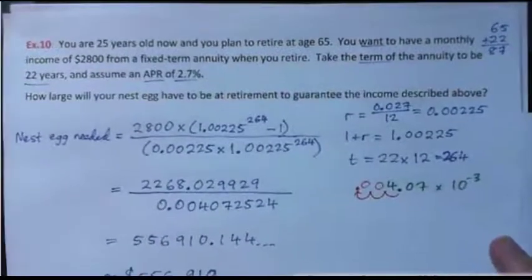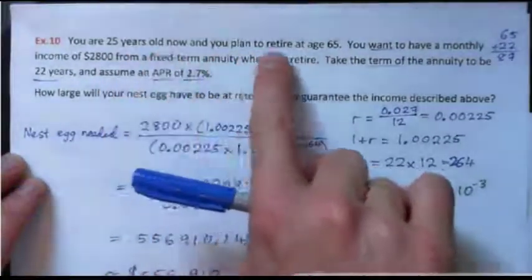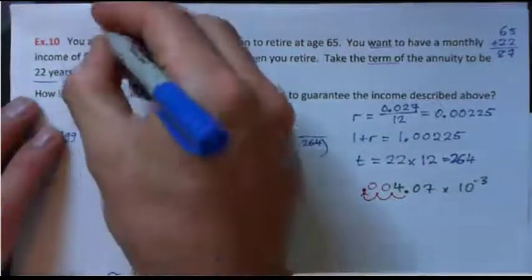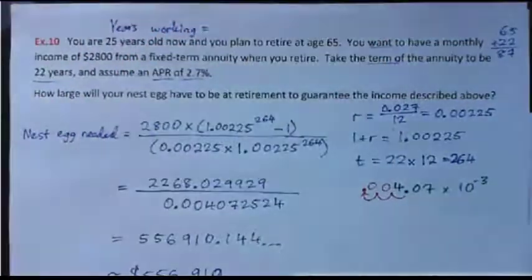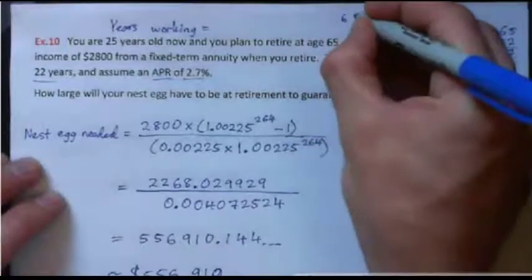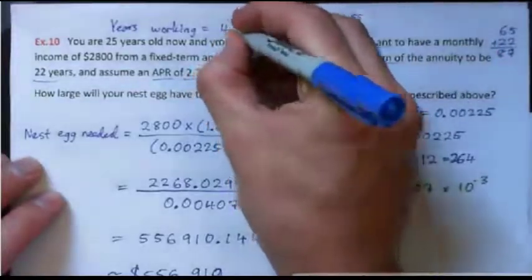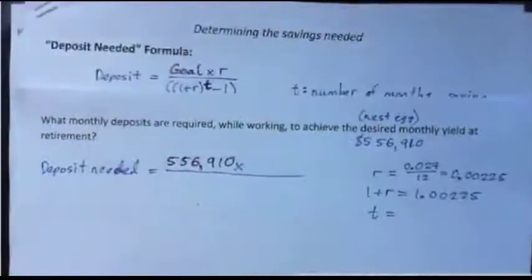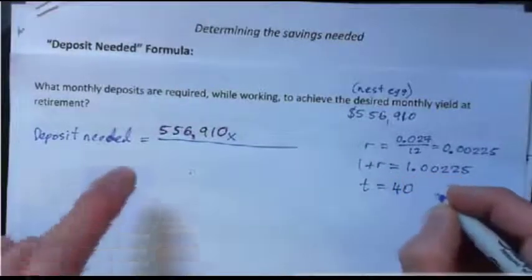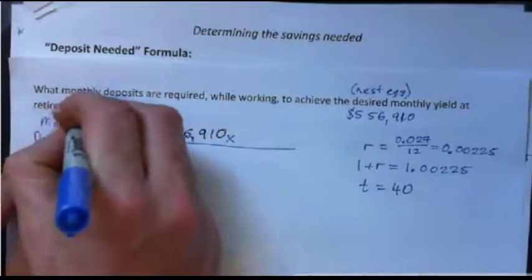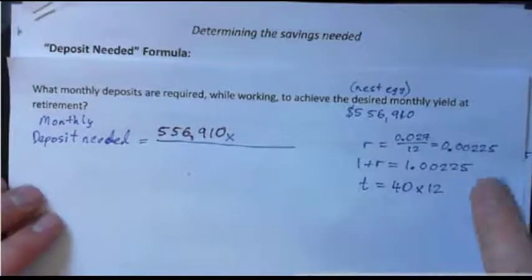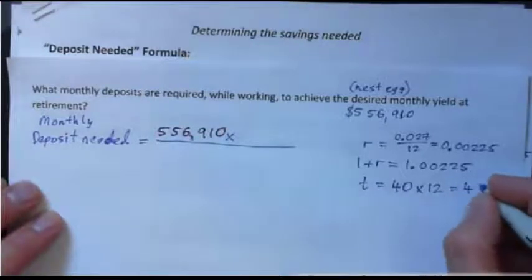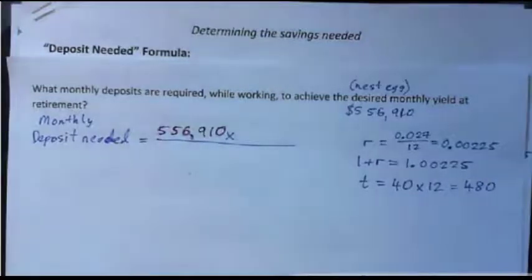How long are we going to be working for? You are 25 years old now and you plan to retire at age 65. How many years working is that? Write down the answer. How many years are you going to be saving for your retirement? Well, it's 65 minus 25, isn't it? Which is 40 years working. Right? So our T in this is 40 years, but we're depositing monthly. So we're looking for the monthly deposit needed. So we're talking about how many deposits altogether. 40 years times 12 months, which is 480 deposits. We're going to make 480 deposits while we're working to get this amount of money.